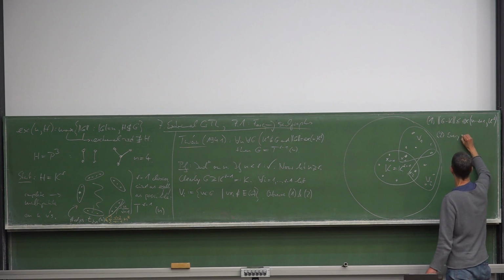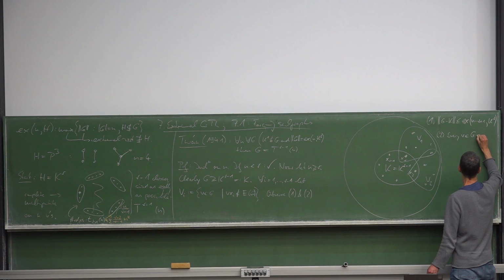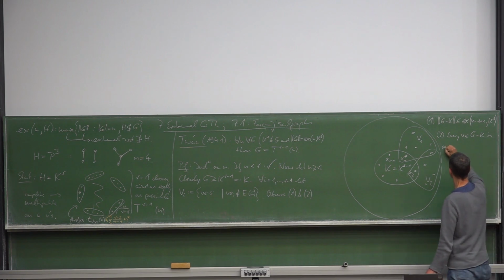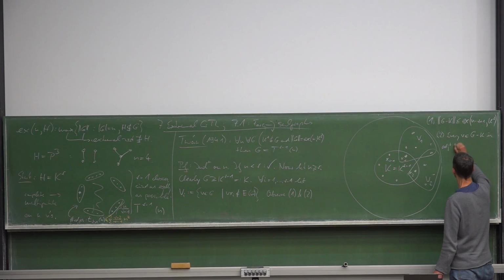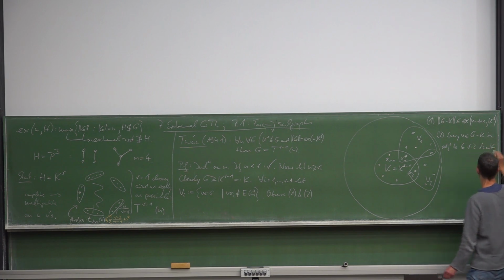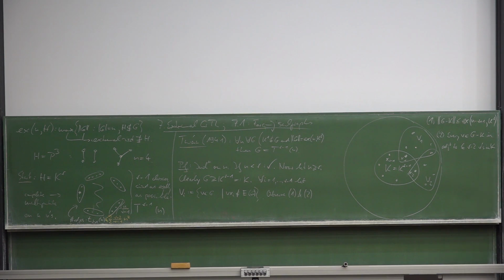And the second observation is that every v in G minus K, but now really G minus K, is adjacent to at most r minus 2 vertices in K. As I said earlier, it can't be adjacent to all of them, or else we'd have a K_r already. Okay, that's property 2.